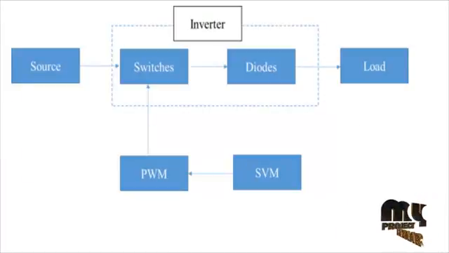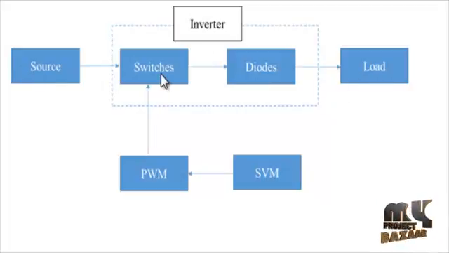Now we see the flow diagram of our proposed work. In this flow diagram, the source is multiple DC sources. The multiple DC sources will be connected to the inverter. The inverter has switches and diodes, because here we reduce the switches and increase the levels to limit the switching loss. Then the output will be connected to the load.